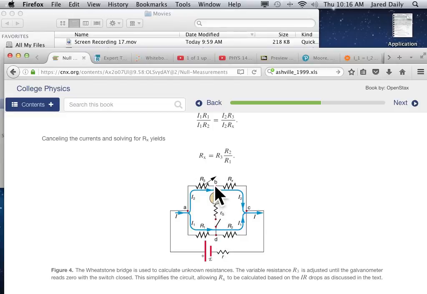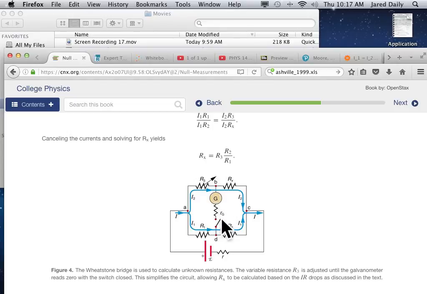In order for point B and point D to have exactly the same voltage, you have to have equal resistance ratios for R3 and Rx compared to R1 and R2. So if R1 is twice as big as R2, then R3 would have to be twice as big as Rx in order for there to be no current passing between here.